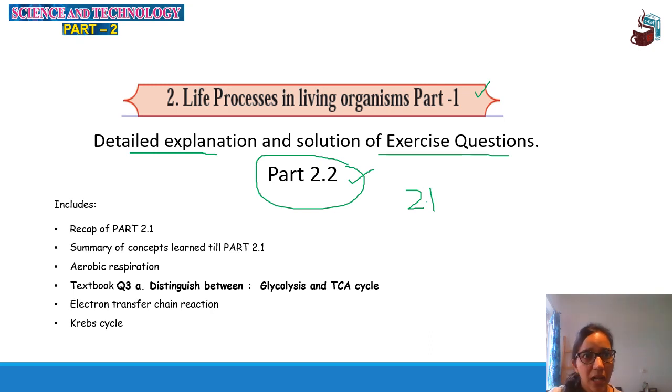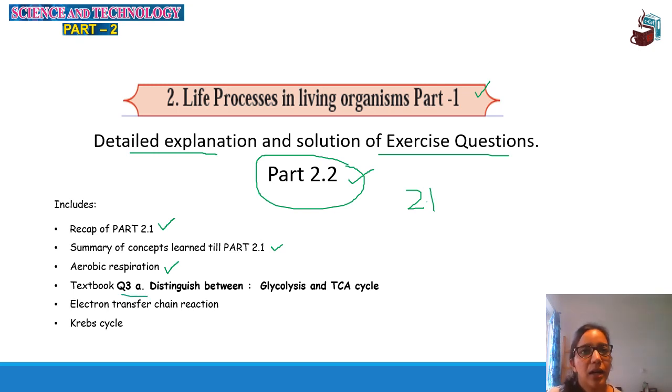But I have taken a recap of part 2.1 over here, which will be very quick, and then I have summarized the concepts that we learned in part 2.1 because there were some doubts. All of you had messaged me, so I'm going to clear those doubts. We're going to do aerobic respiration in detail. Then we're going to deal with the textbook question 3a, also question 2, that write definitions.